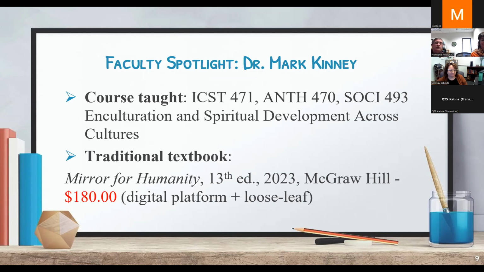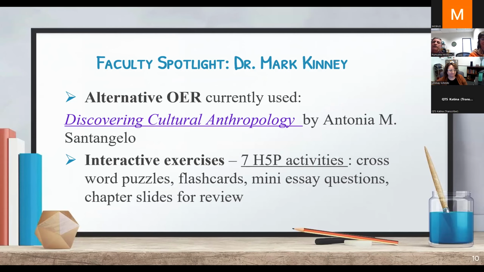But the price was $180. And I thought, wow, that's pretty pricey. I'm just going to put that in my syllabus and expect students to go out and fork over $180 to get the textbook. But then I found out from the librarian here that there are open educational resources, and in fact there was one in my field. I discovered this book called Discovering Cultural Anthropology, which is exactly what I was looking for.